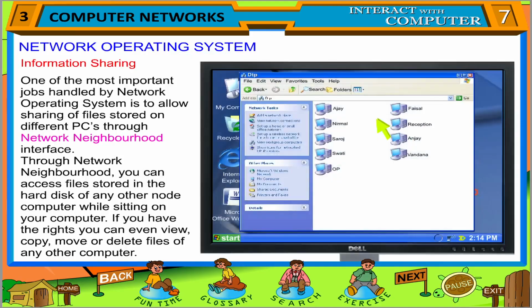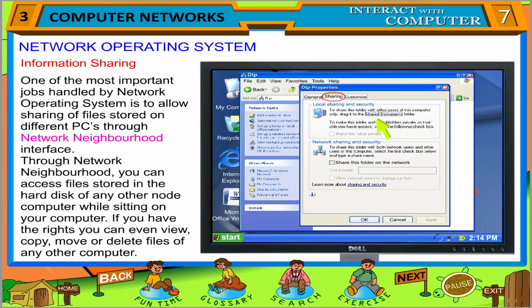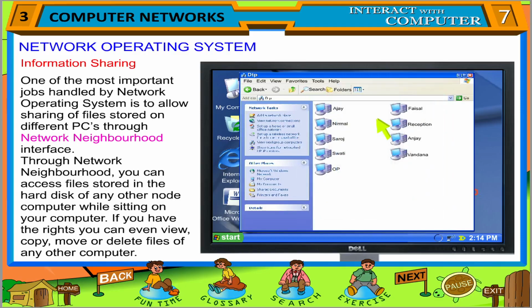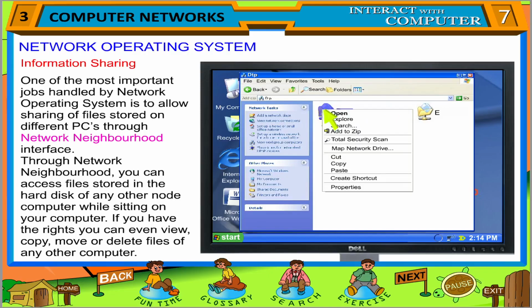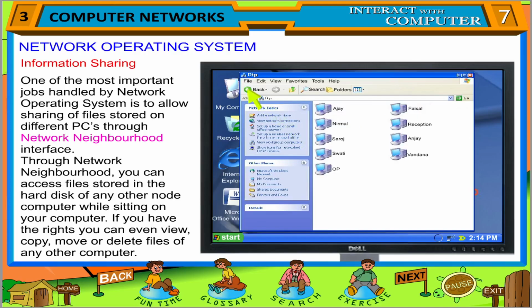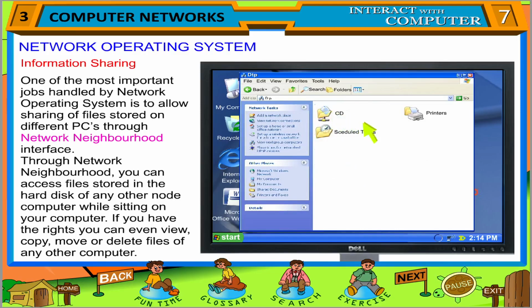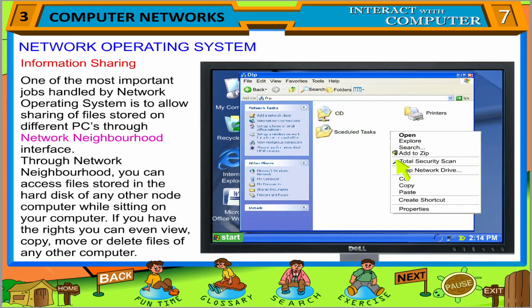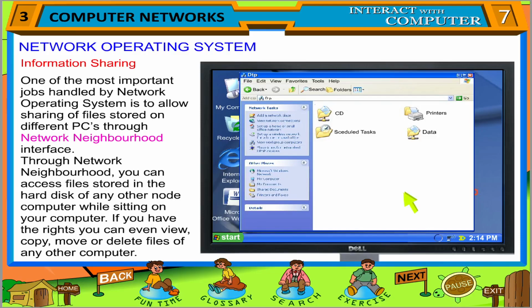Information sharing. One of the most important jobs handled by network operating system is to allow sharing of files stored on different PCs through Network Neighborhood interface. Through Network Neighborhood, you can access files stored in the hard disk of any other node computer while sitting on your computer. If you have the rights, you can even view, copy, move or delete files of any other computer.